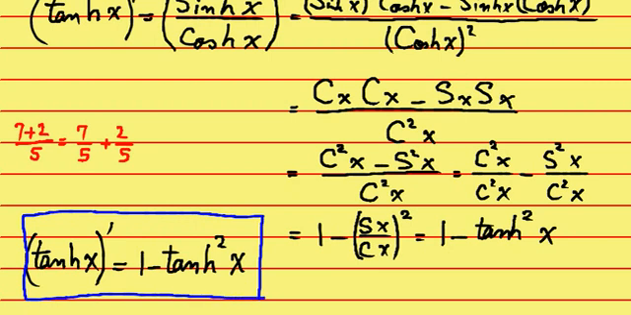How does this formula differ from traditional circular trigonometry? Over there, if you had just regular tangent of x, you differentiate it. The answer is 1 plus tangent square of x. Here's a hyperbolic version. We have this minus sign here as opposed to plus sign. That's something to remember.